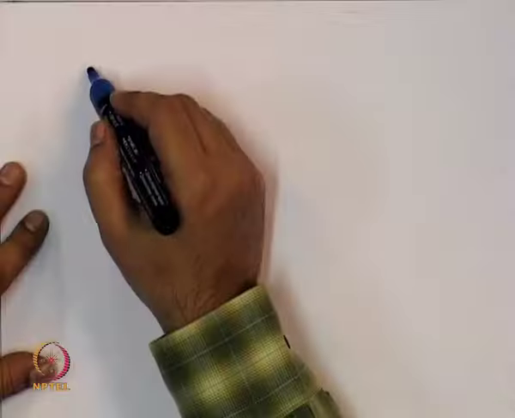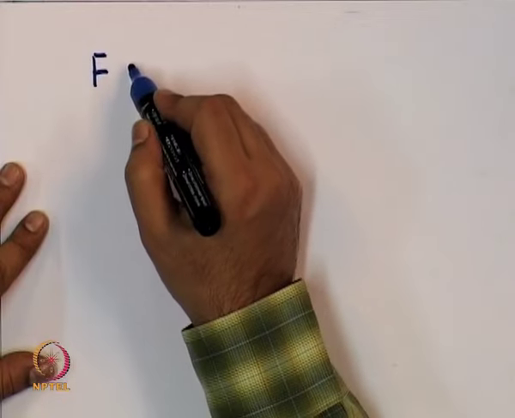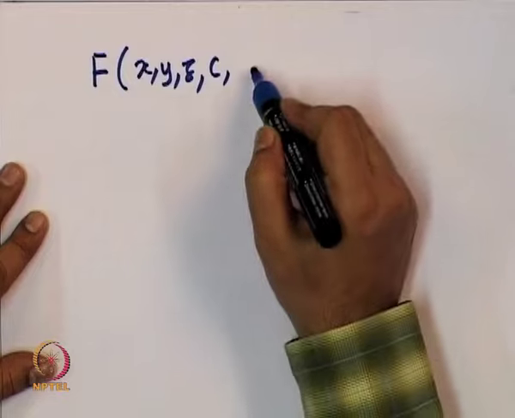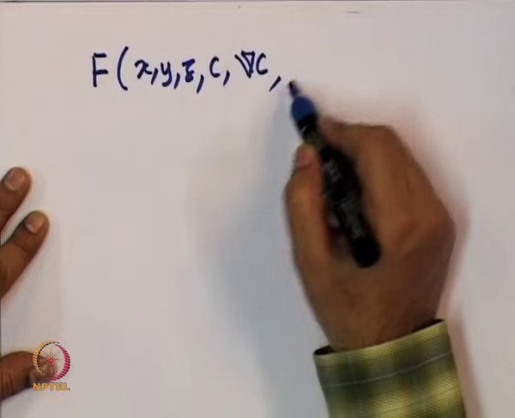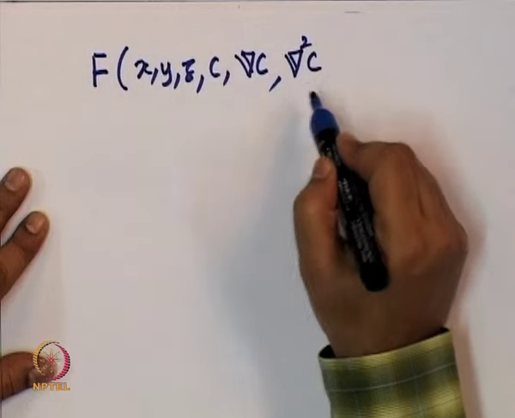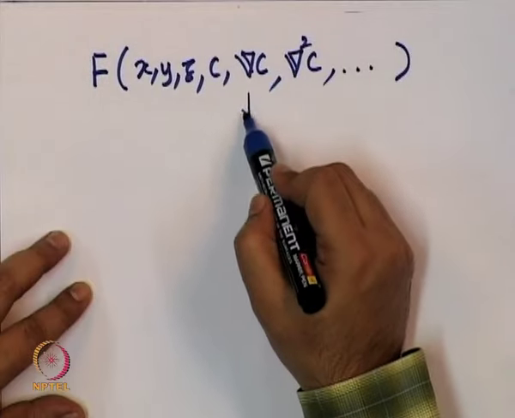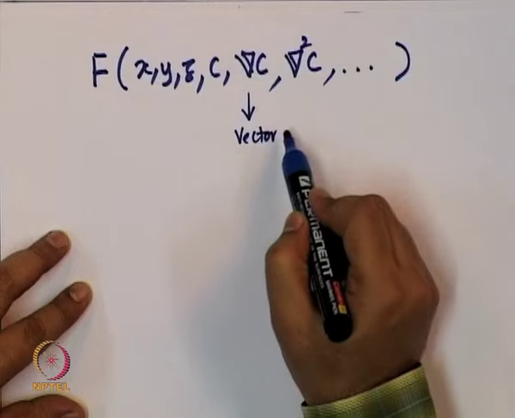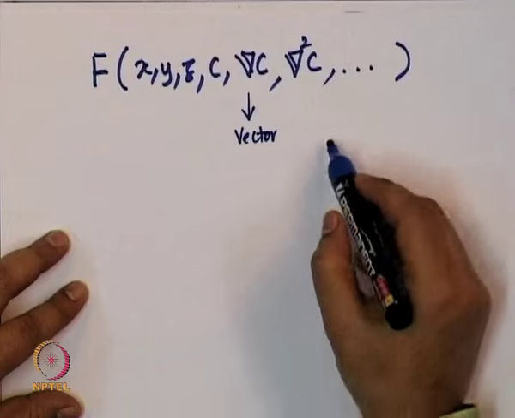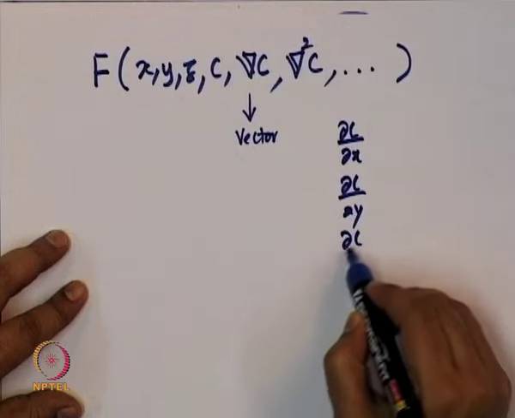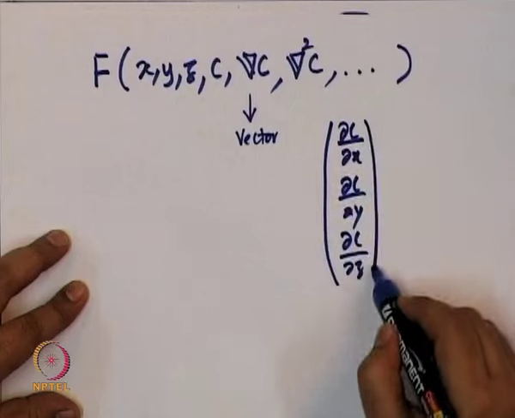For doing that, let me also write it in a slightly different form. So, I write this free energy functional as a function of x, y, z, c, and del c and del squared c, etc. Now, del c is basically a vector. Why is it a vector? Because del c includes dou c by dou x, dou c by dou y, dou c by dou z, right.